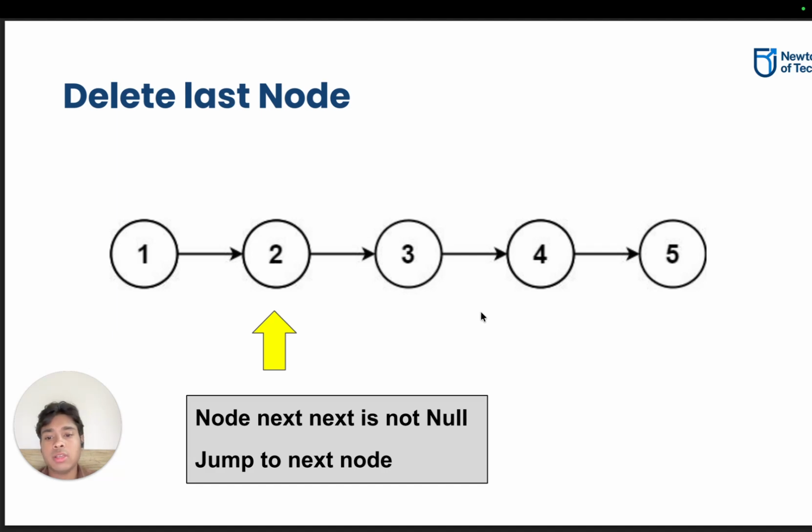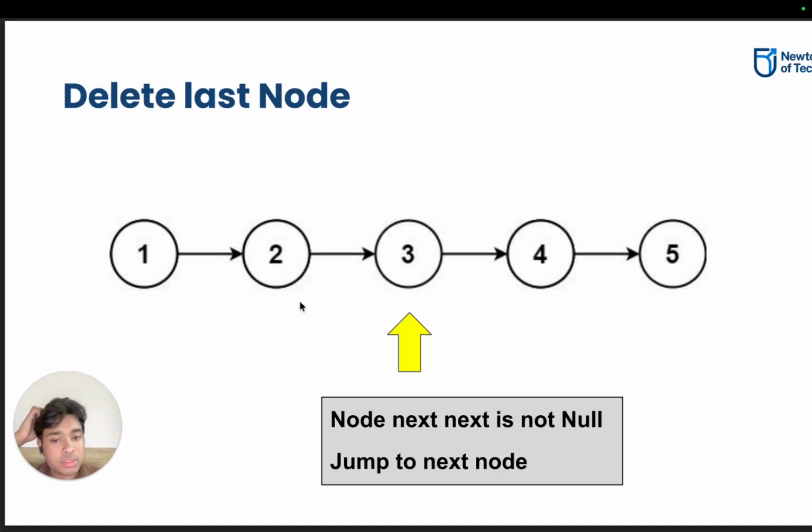Again you can see 2 has the next node as 3 and next is 4, so 4 is not null. So we will jump to the next node again. Like you can see, if I'm standing on position 2, the next element is 3 and the other next element is 4, so 4 is not null. What I have to find is next.next is null. Okay, so we will jump again to 3.